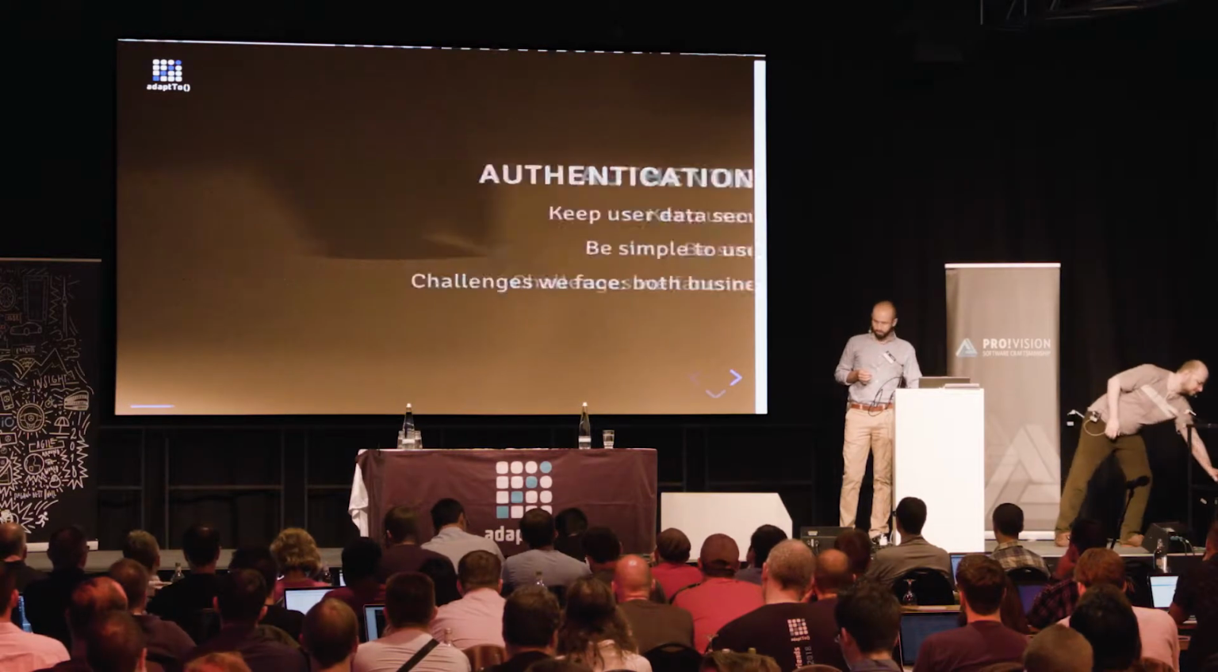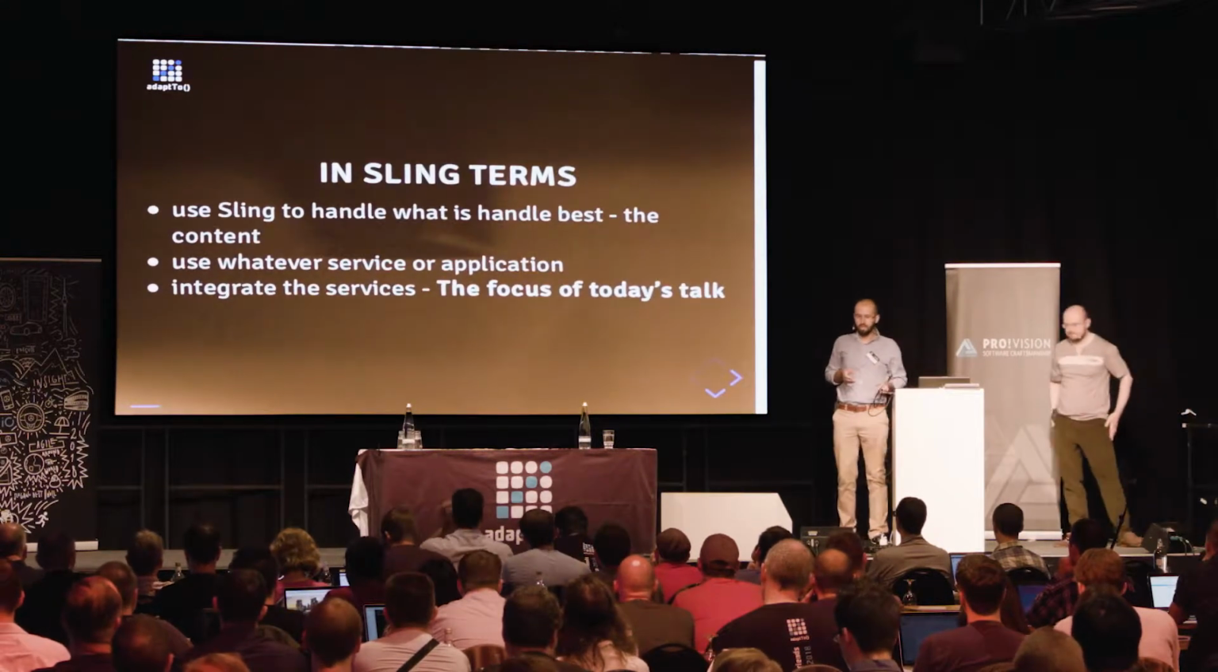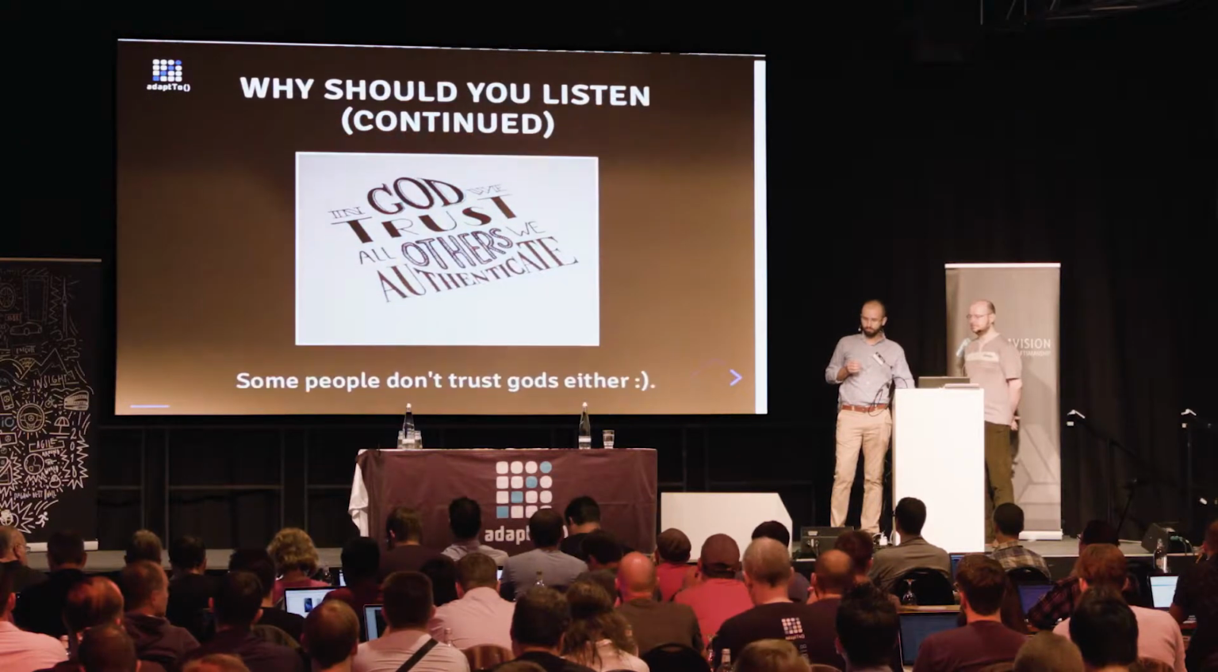In terms of Sling, we can use Sling to handle what it does best, meaning that Sling should handle the content. And for all of the other parts of the application, you can use whatever system or component that you want, and use something to integrate these services, these microservices, to work together. And that should be the focus of this talk today. More specifically, the part with authentication.